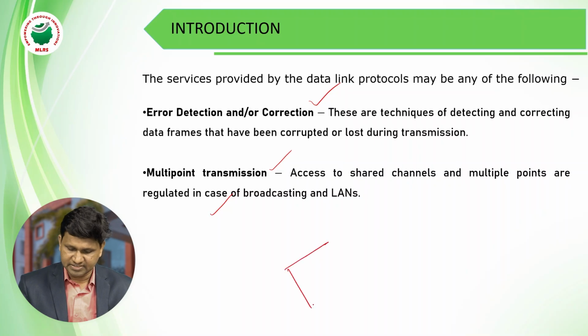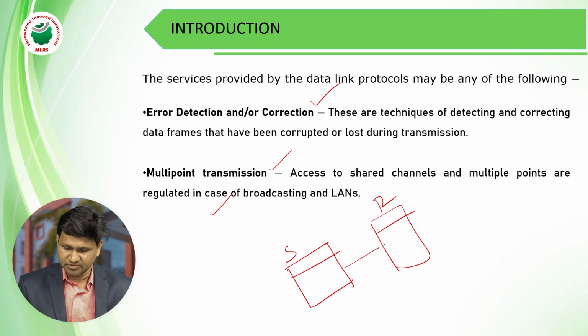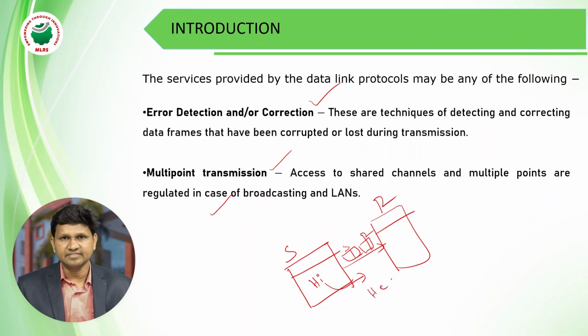Next one is error detection or error correction. For better understanding, I have a simple example. This is the sender and this is the receiver. Suppose I want to send a hi message from sender to receiver, while transferring the frames having a sender address and a receiver address. Instead of hi, suppose you receive he. There may be an error, right? Sometimes it may happen. That is called error detection and error correction.